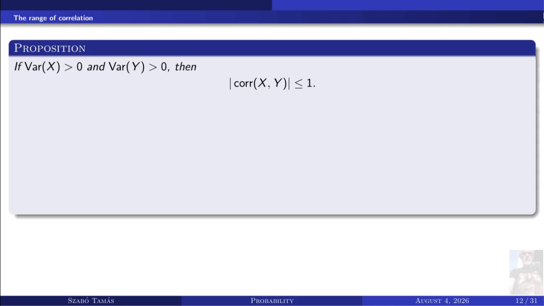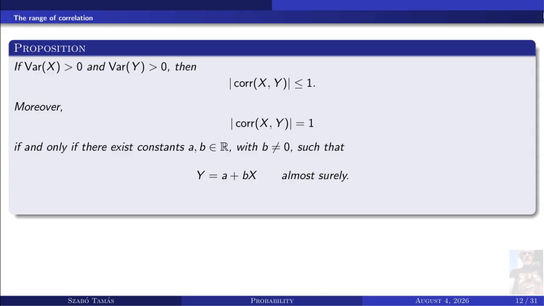If Var(X) is positive and Var(Y) is positive, then the absolute value of Corr(X, Y) is at most 1. Moreover, the absolute value of Corr(X, Y) is equal to 1 if and only if there exist constants a and b with b non-zero, such that Y equals a plus bX almost surely. In this case, b positive gives correlation 1 and b negative gives correlation -1.